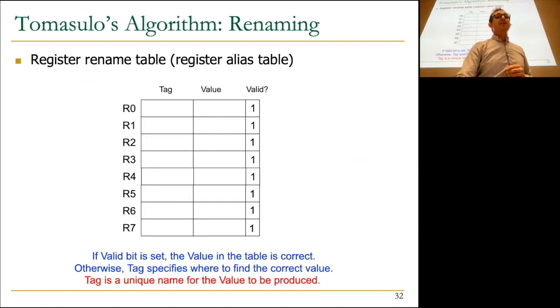So basically, for this, we need a register rename table called a register alias table. And you've seen this already. I've kind of reordered the fields over here. But basically, you have register 0 to register 7. This says whether it's valid. If the valid bit is set, the value in the table is correct. It can be trusted, basically. Otherwise, the tag specifies where to find the correct value. That's the new name. Tag is a unique name for the value to be produced. That's how you do renaming.